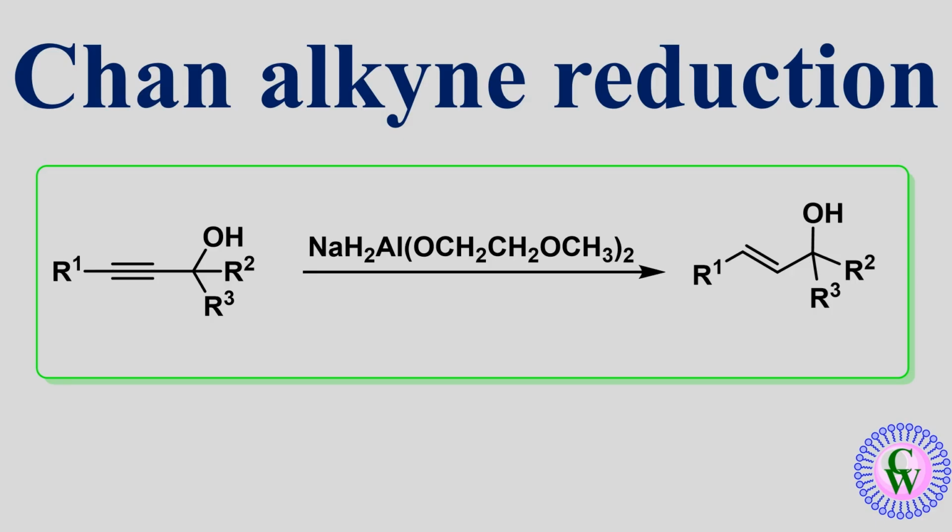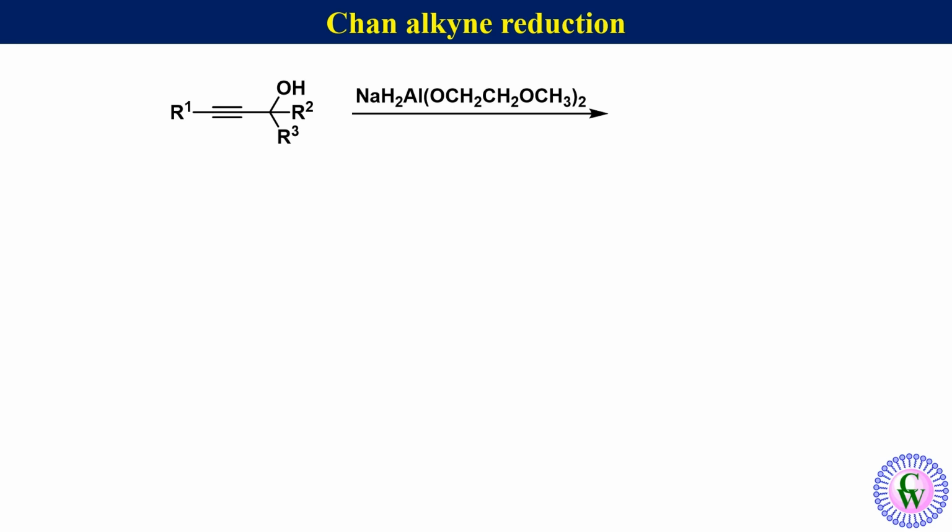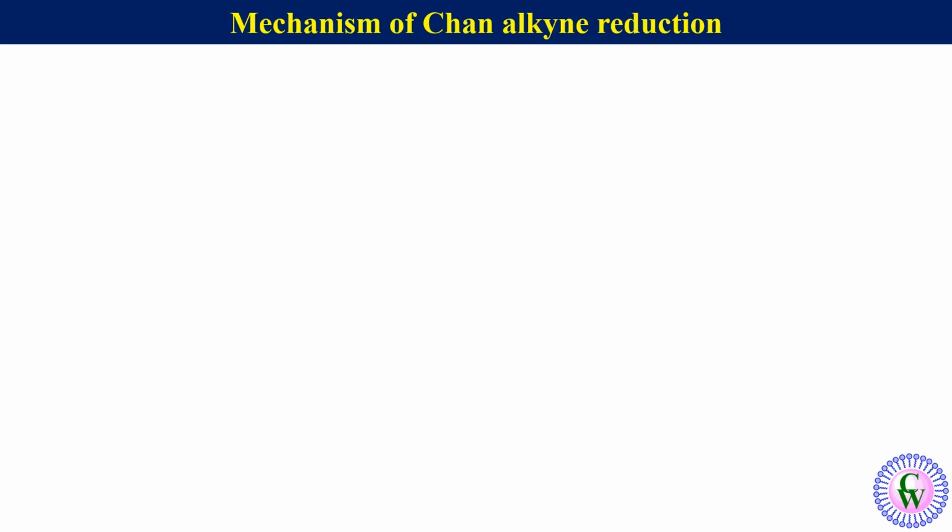In this video we are going to discuss chain alkyne reduction. In this reaction an acetylenic alcohol reacts with sodium bis(2-methoxyethoxy)aluminum hydride, also called Red-Al, or lithium aluminum hydride, to produce E-allylic alcohol stereoselectively. Mechanism of chain alkyne reduction.